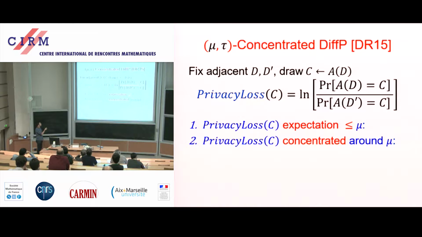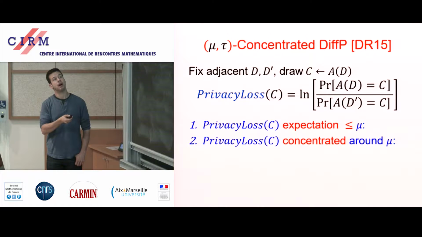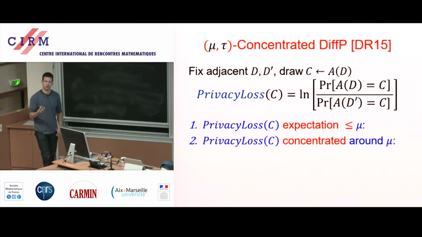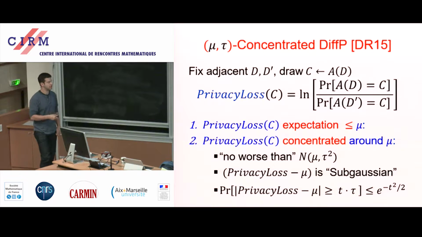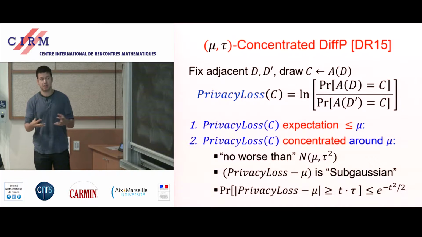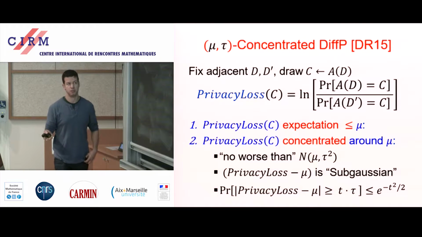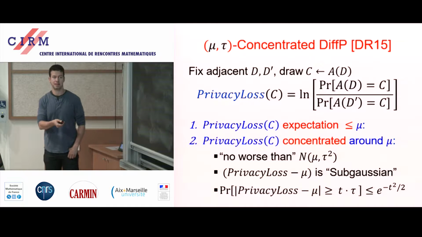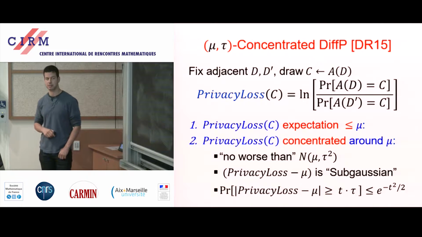There are two parameters now, mu and tau, and we require that the expectation, so the KL divergence or the expected privacy loss, is very small, at most mu, and moreover, when we think about it as a random variable, it's tightly concentrated around mu. In particular, the formalization is that the privacy loss is no worse than a normal distribution with expectation mu and variance tau squared. Formally, we say that it's sub-Gaussian: once we center the privacy loss, we require that it's concentrated at least as tightly as a Gaussian.